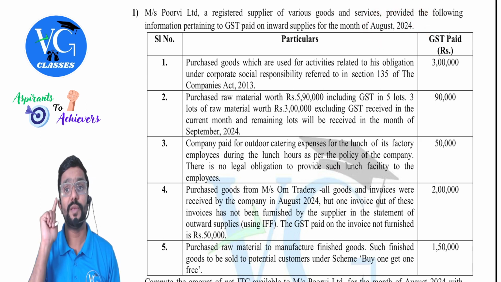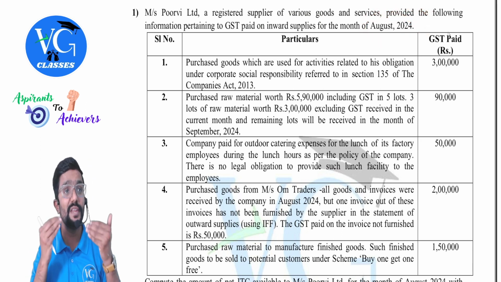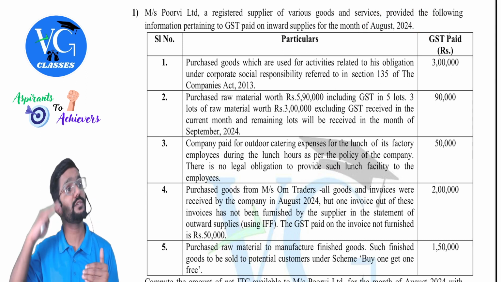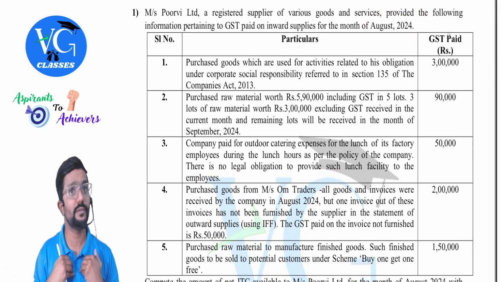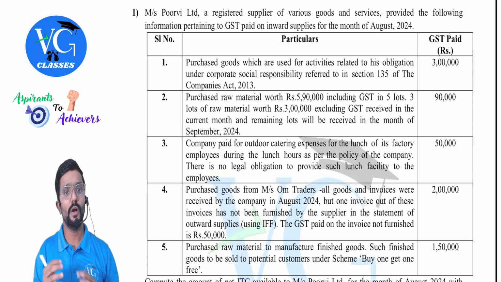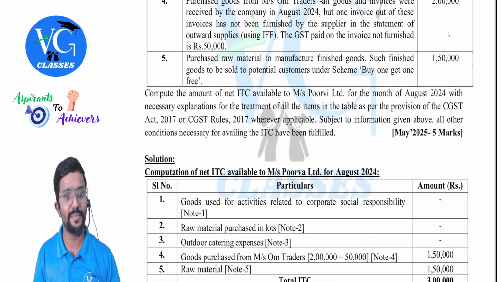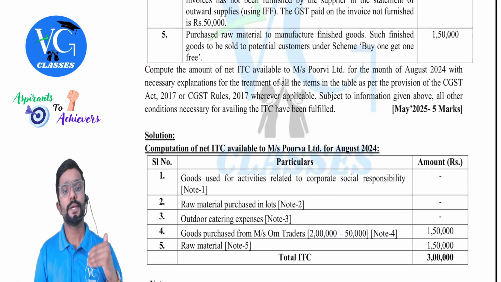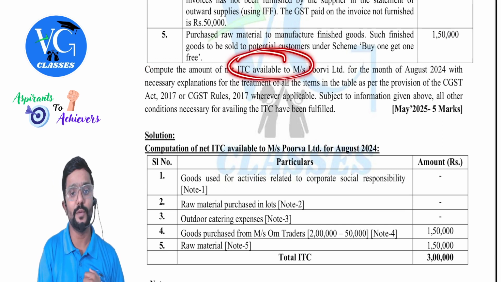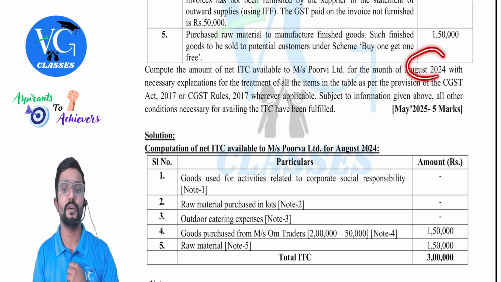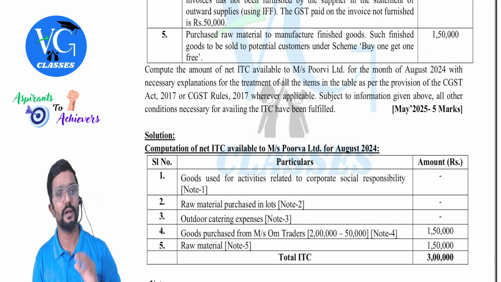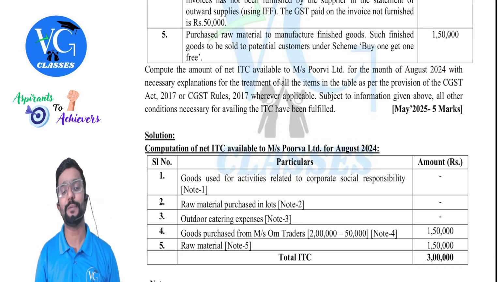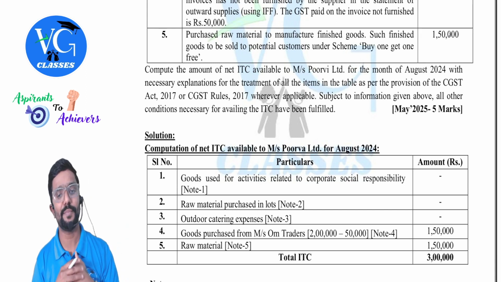For the month of August. Guys, the month will also be important. Why? Because a few goods would be received in lots. If I receive the last lot maybe in the next month, can I claim credit now only? No. Please be careful with that. Okay. So they have given a few transactions, but let me first understand what the requirement is. Compute the amount of net ITC available to Purvi Limited for the month of August. Important. With necessary explanation for the treatment of all the items in the table, as per the provisions of the CGST Act or CGST Rules, wherever applicable.